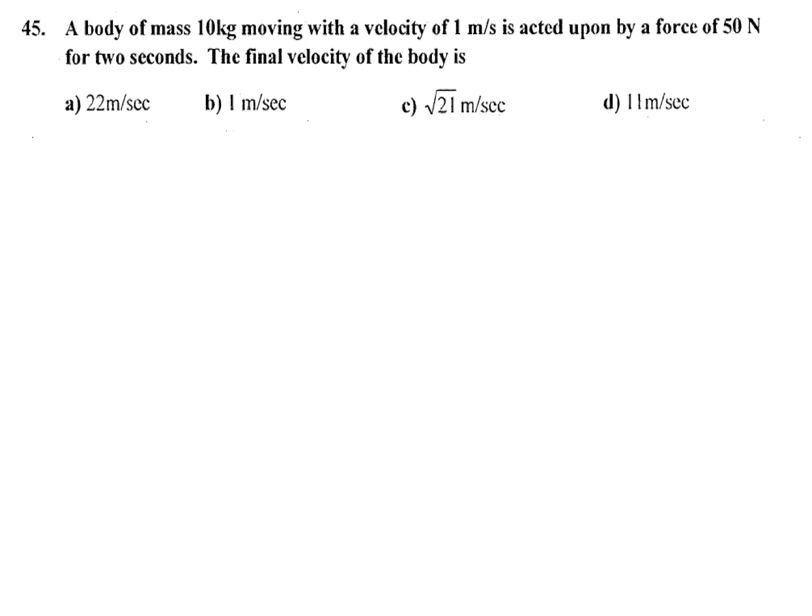A body of mass 10 kg moving with a velocity of 1 meter per second is acted upon by a force of 50 Newton for 2 seconds. The final velocity of the body is how much? Not the same work-energy principle; now here we have to use impulse momentum. So initial momentum plus impulse, force into time, equals final momentum.